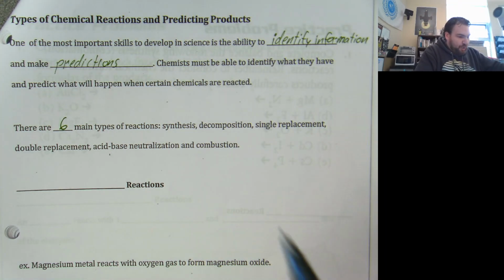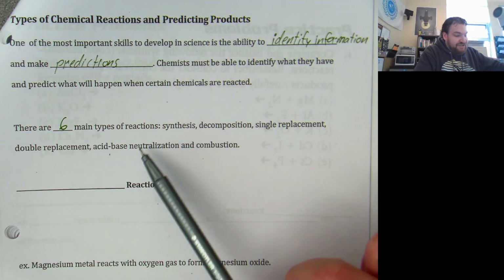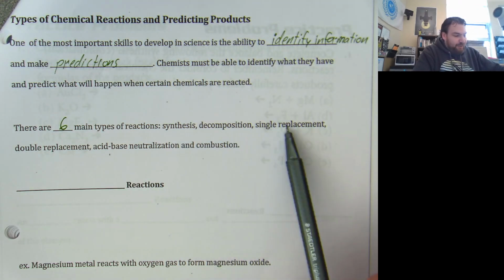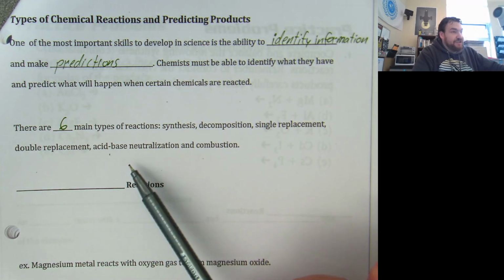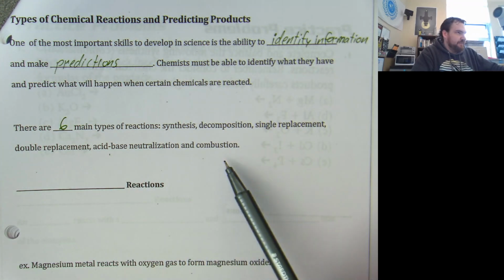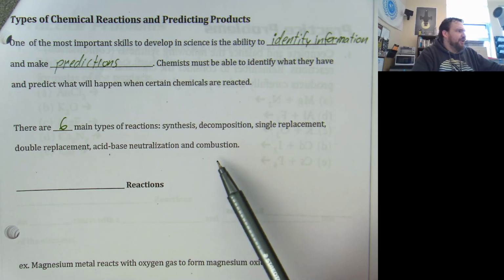Here we go. So there are 6 main types of reactions: synthesis, decomposition, single replacement, double replacement, acid-base neutralization, and combustion. These are the names. Oh, they're all pretty cool.